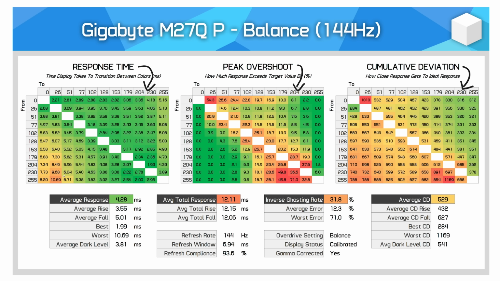Below these heat map charts are our summaries. So we have our summary of average response performance here. We have our total response time performance, which we'll talk about in depth here. We also have our summary of inverse ghosting and our cumulative deviation numbers. So all of these numbers combined get averaged into a lot of these different things that you'll see below here, but we'll talk about all of that stuff in detail as we go along.